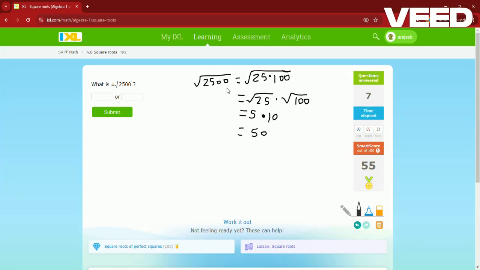Square root of 2,500 equals the square root of 25 times 100, which equals the square root of 25 times the square root of 100, which equals 5 times 10, which equals 50. But that's not smart. It says plus and minus. So if you want to maximize your opportunity for getting this right, you gotta do it like this. So I'm going to say that is 50 or negative 50. And I will explain to you why.